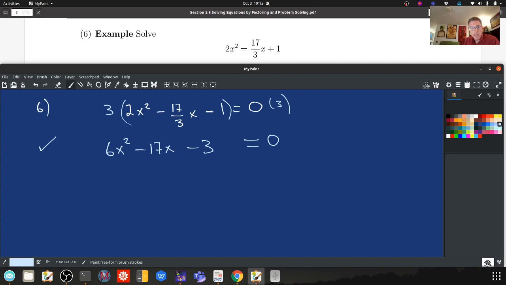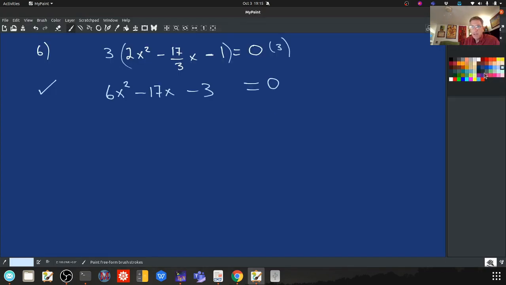Now the GCF of 6, 17, and minus 3 is 1, so I can't do anything that way. So my only hope is to factor it. So that's what I'm going to do right now.